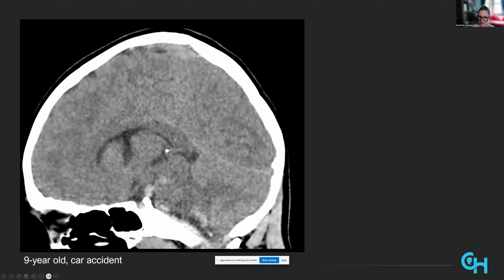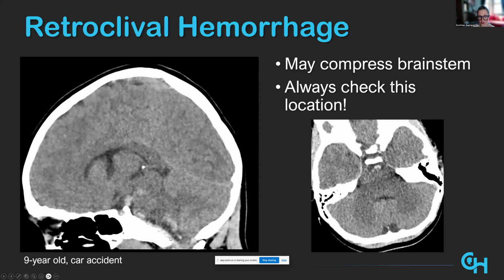So here we have some hyperattenuation that's just along the clivus here, as well as some suprasellar hyperattenuation, suggesting that there's blood products as well in the suprasellar cistern. So this is a dangerous area for a hematoma, which may compress the brainstem. It's also an area that's easy to overlook if you're not looking specifically at that area. We have hyperattenuation here showing the suprasellar hemorrhage. So just make sure that you always check this location. It can be a bit of a blind spot sometimes.